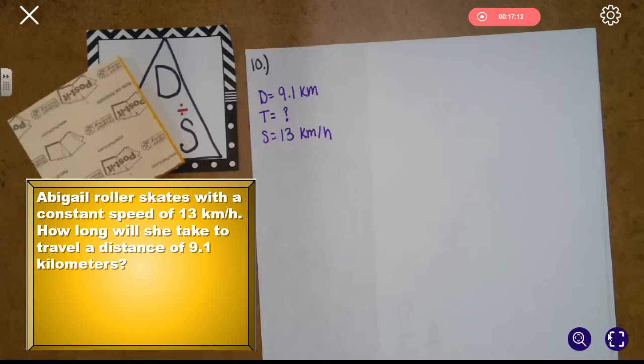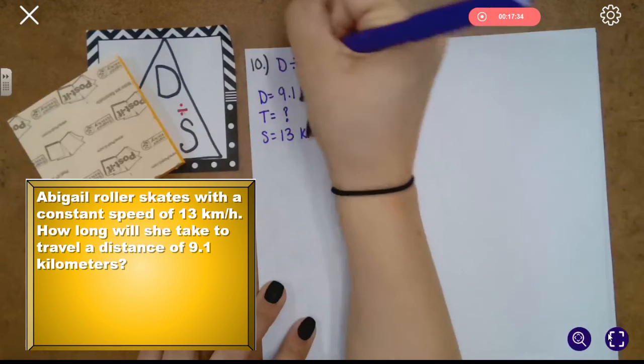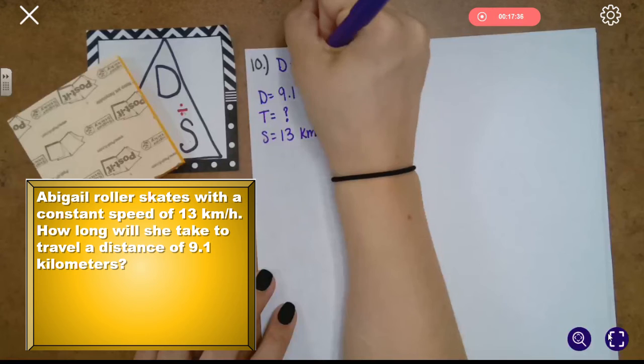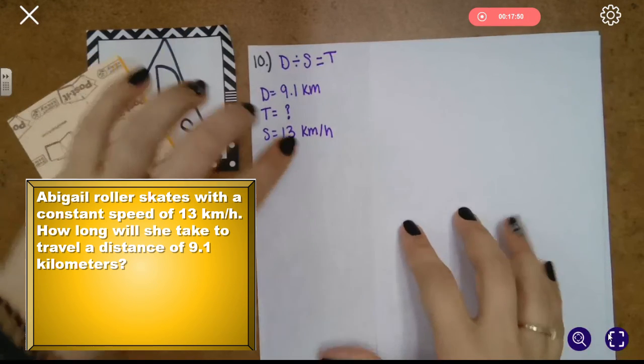You know how else we know we have to solve for time? Because it says, how long will she travel? Or how long will she take to travel? How long? That's going to tell me I need to figure out a time here. Okay? So, what's our equation we're using? Distance divided by speed equals time. That's a good way to make sure you know what you're doing. Okay, make this inventory if it helps you when you're reading the problem.